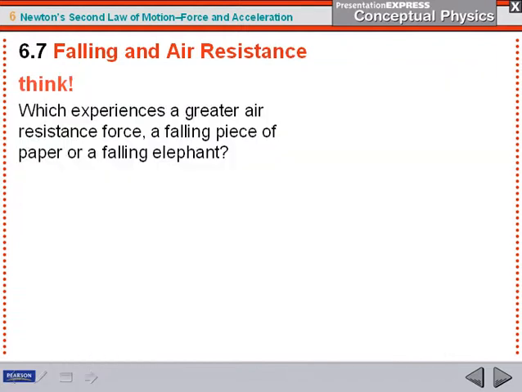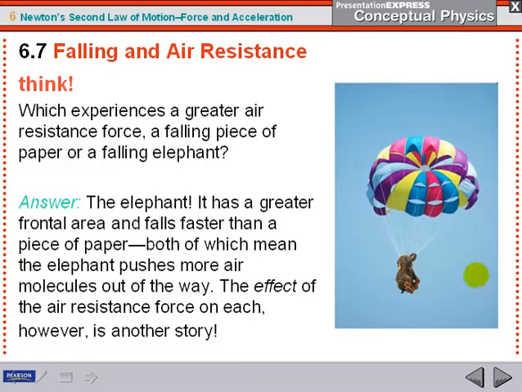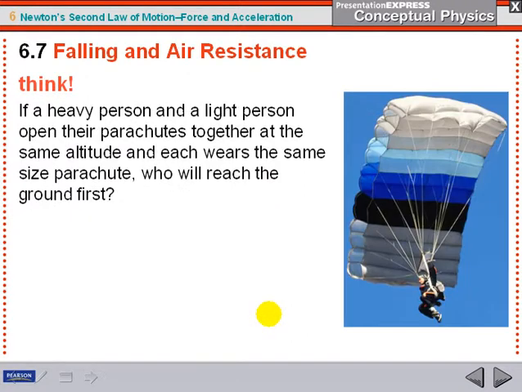Which experiences greater air resistance, a falling piece of paper or a falling elephant? The elephant does, because the elephant has a greater frontal area. Which of them reaches terminal velocity first? The paper will reach terminal velocity first, but the elephant has a greater air resistance.